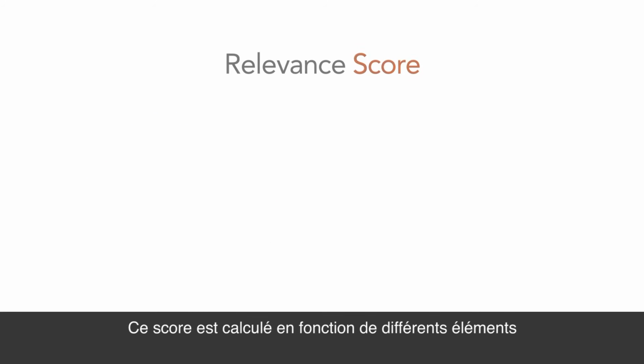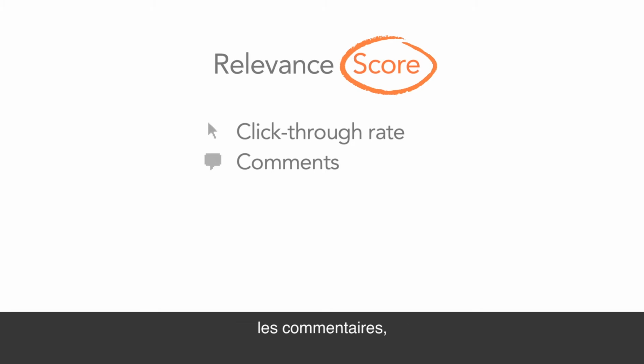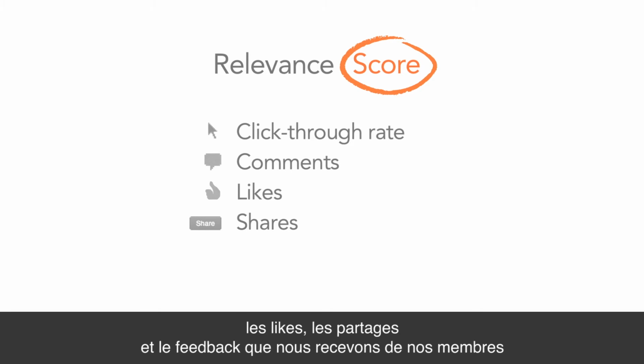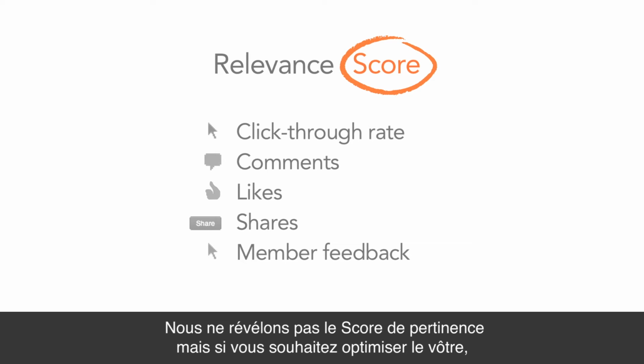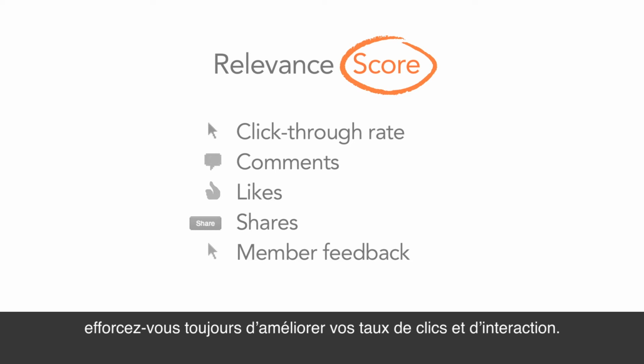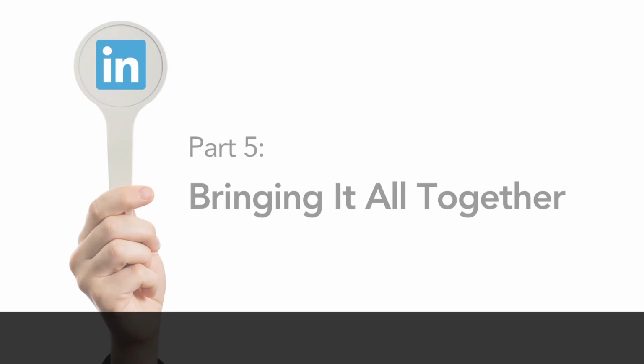The relevance score is calculated through a combination of factors, including click-through rate, comments, likes, shares, and feedback we get from LinkedIn members about an advertiser's content. We don't disclose your relevance score, but if you're looking to improve it, focus on increasing your click-through and engagement rate. Part 5. Bringing it all together.